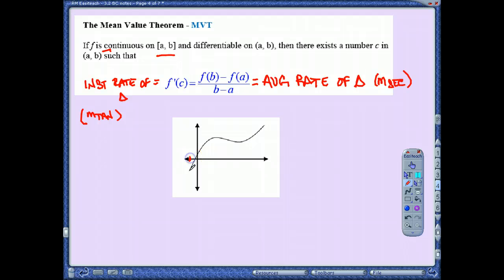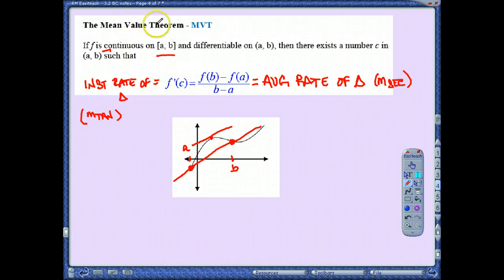So if you have your A over here, and let's say B is right here, the slope of the line that joins those 2 points, as long as you are continuous and differentiable in between A and B, there has got to be a point somewhere in here where your slope of the tangent line is going to equal that slope of the secant line. That average rate of change is the same as the instantaneous rate of change.